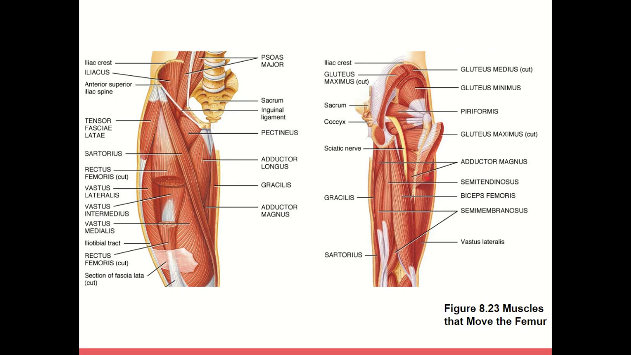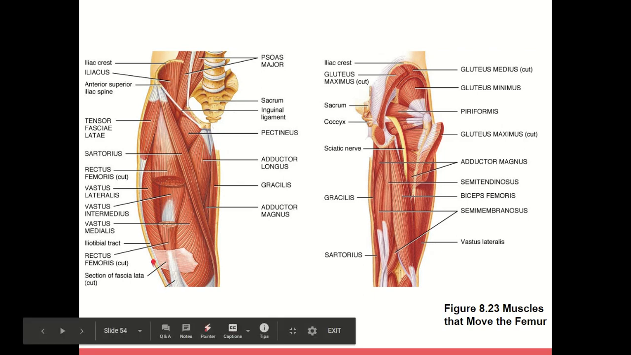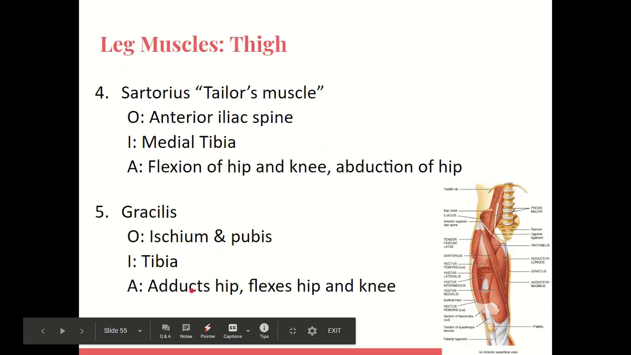We can also see in this view, here's our tensor fascia latae. We have a much better view of that. And we can see how it's got some bands that connect it up onto the iliac crest. And then it runs down around the outside of the leg through this little tiny fascia lata region. And it hooks onto the outside of your knee.